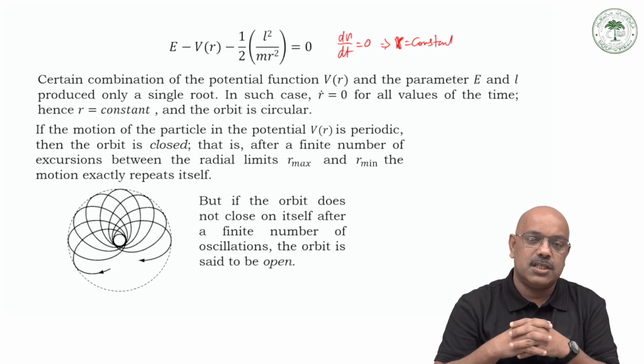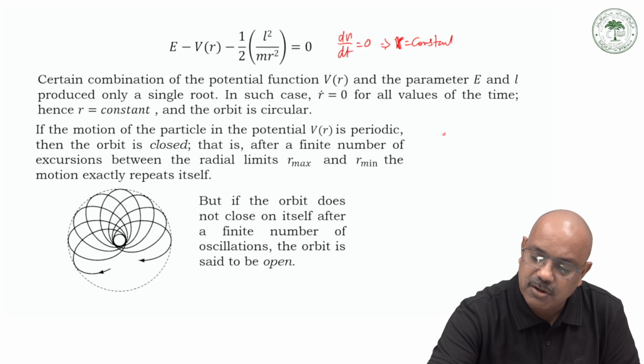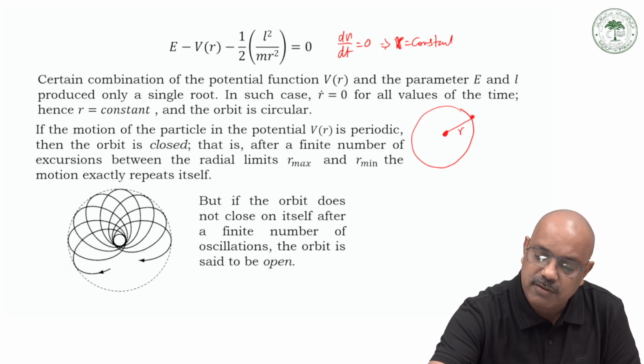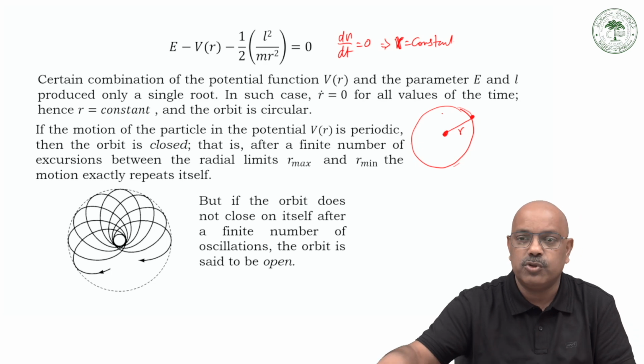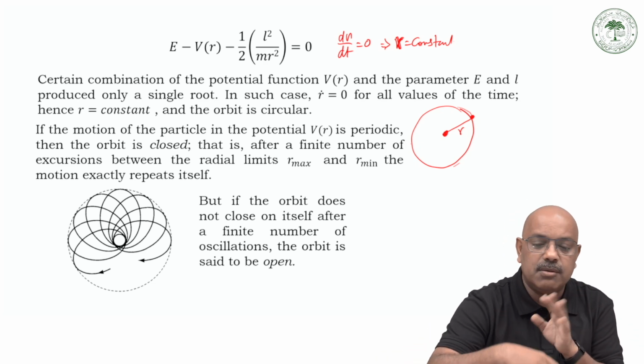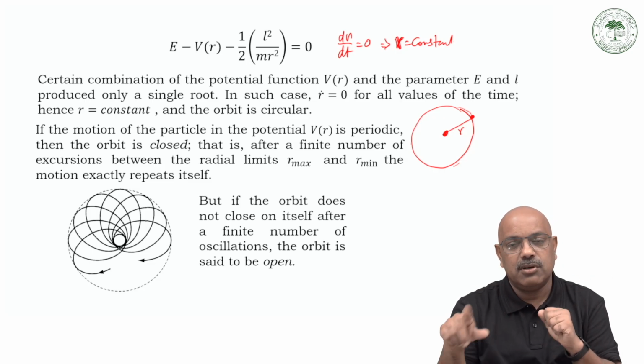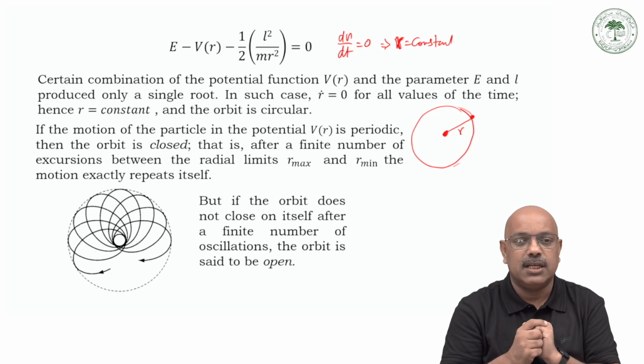If the center of the force is here, the particle is doing a circular motion with constant r around this force center. So for a particular potential and a particular combination of E and L, if you have one root, that is r dot equal to 0, then the particle is naturally going to have a circular motion around that.